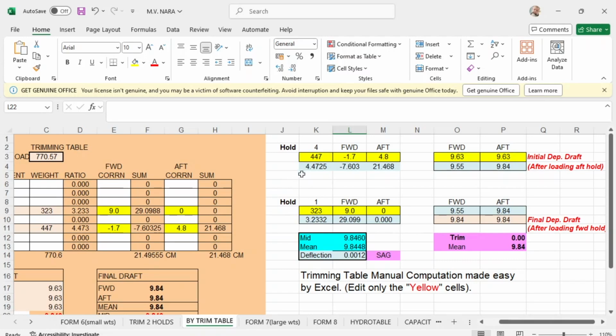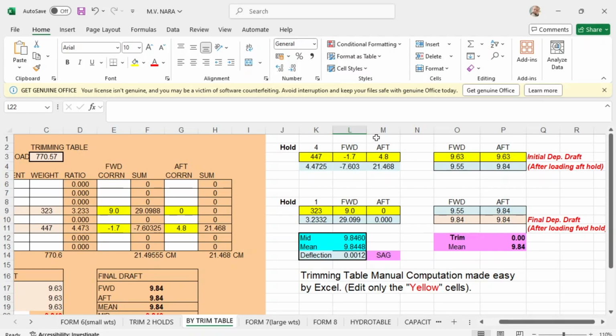So it's the same. You put here the amount of cargo to load. In hold number 4 is 447, this one. And the correction in hold number 4 is negative 1.7, which is the same with this one. And up is 4.8, which is this one. And hold number 1 is 323, which is this one. The forward correction is 9, and up correction is 0. And you will have a draft of 9.84 up, forward and up.